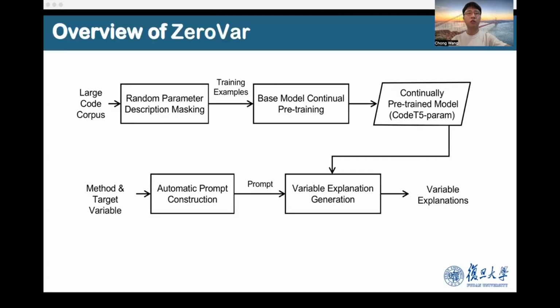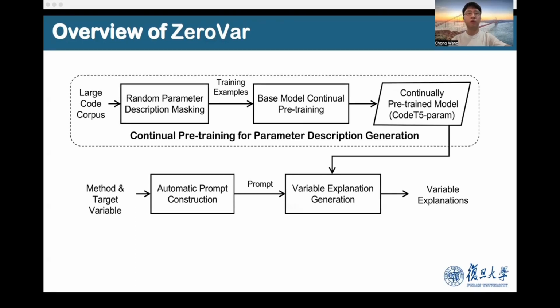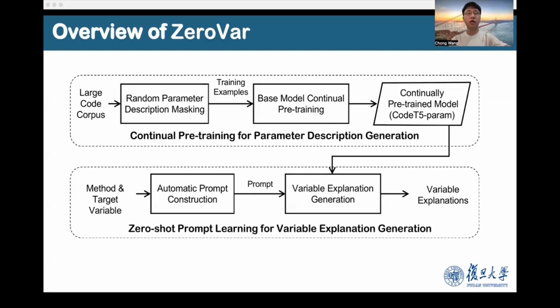Our approach consists of two stages. The first stage is to continually pre-train for parameter description generation. The second stage is zero-shot prompt learning for variable description generation. Next, I will give the details.